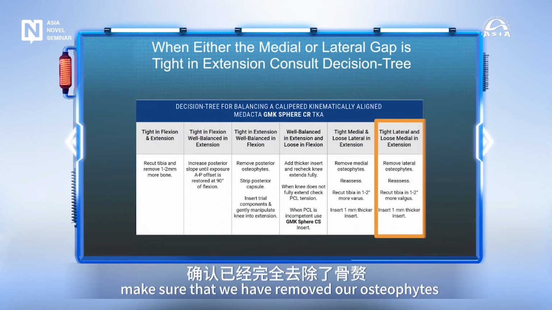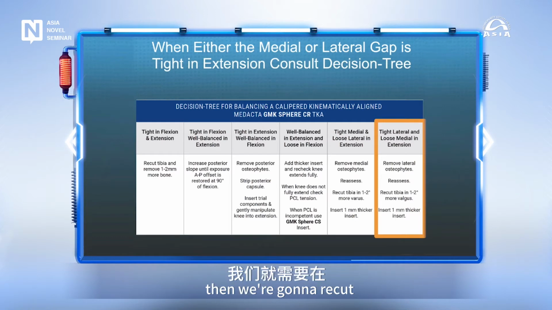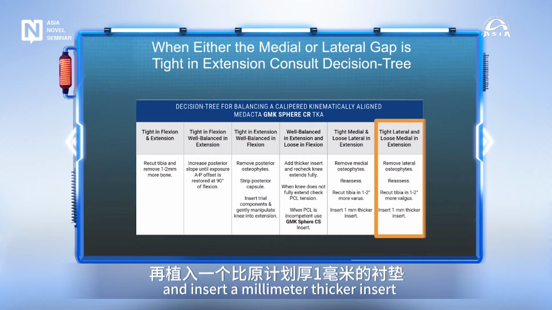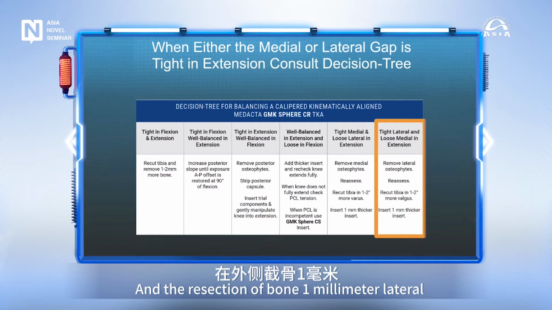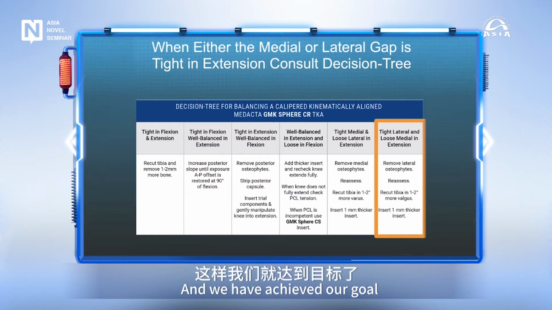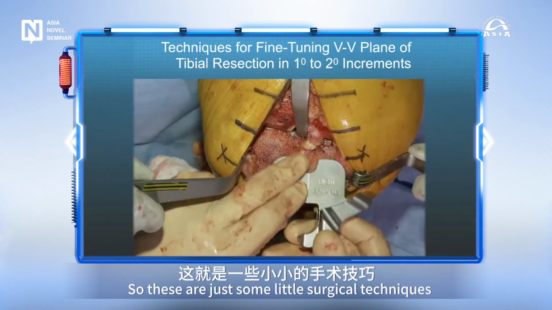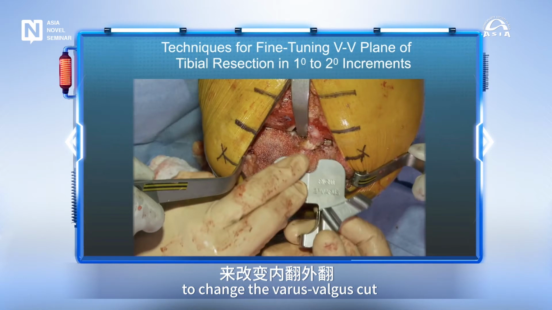We're going to go back and make sure that we have removed our osteophytes. Assuming that we did and we're still a little tight lateral to medial, then we're going to recut another millimeter or so of bone off the lateral tibia and insert a millimeter thicker insert, which tightens the medial space, and the resection of bone, 1 millimeter lateral, allows us to get a thicker insert in medially, and we have achieved our goal. So these are just some little surgical techniques with some inexpensive instrumentation to change the varus valgus cut.